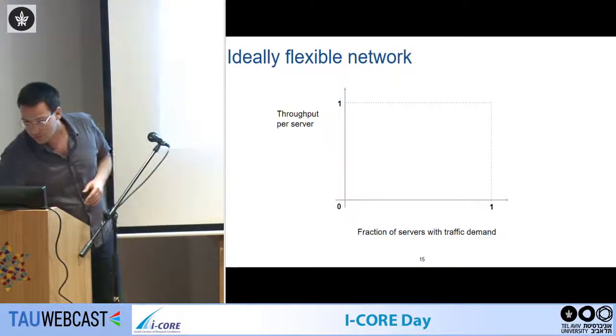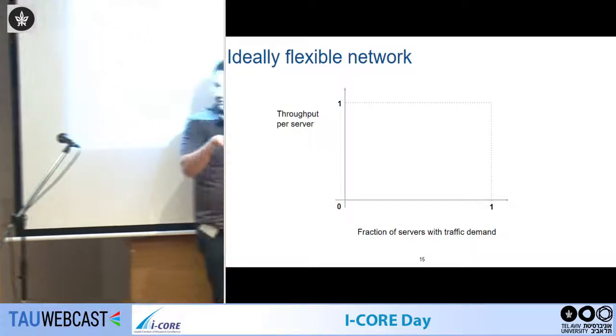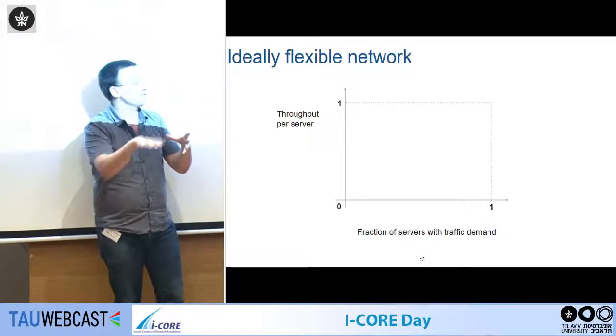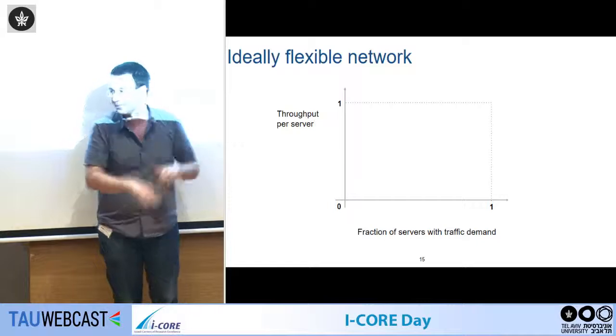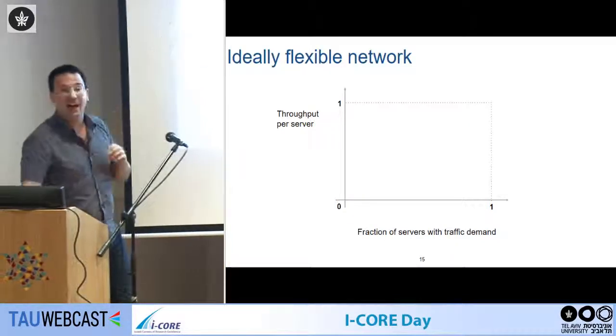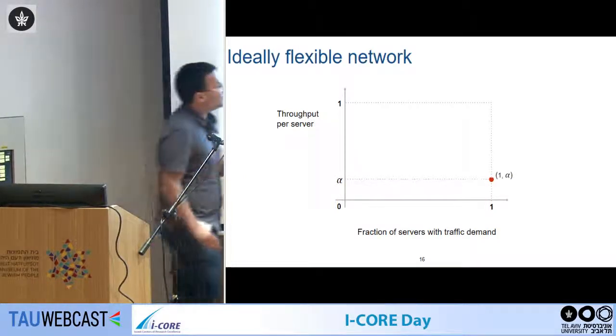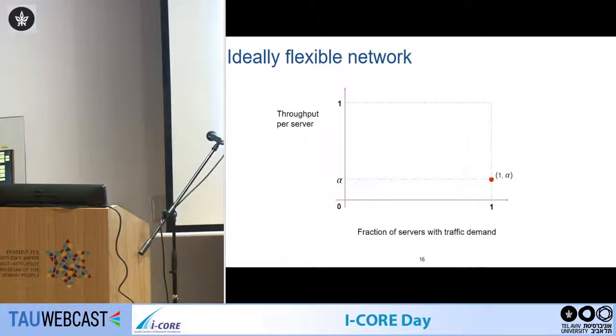Now, look at this graph. This is the fraction of servers with traffic demand. So 1 means everyone wants to talk to everyone. 0.5 means half of the servers want to communicate with each other. Within this 50% of servers, each server wants to communicate with each other server. And 0 to 1 here means how much throughput, what's the alpha that they can achieve? So let's assume that when everyone communicates with everyone else, the throughput per server achievable is alpha.